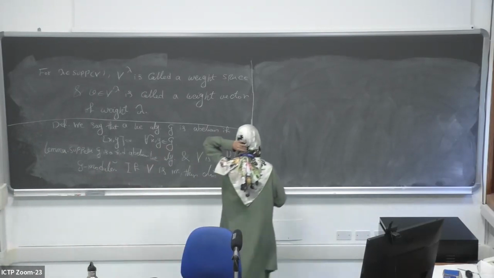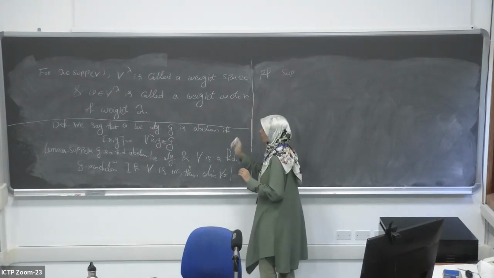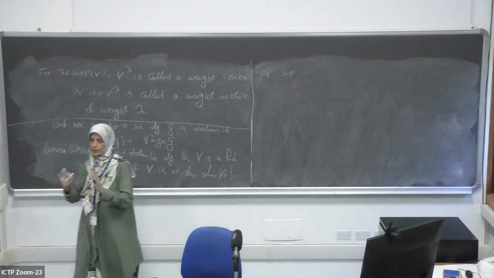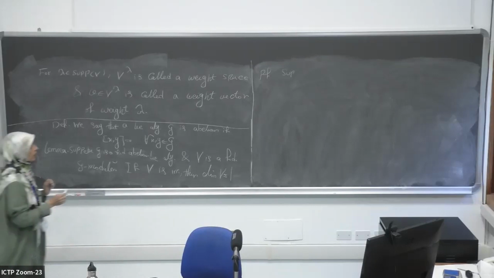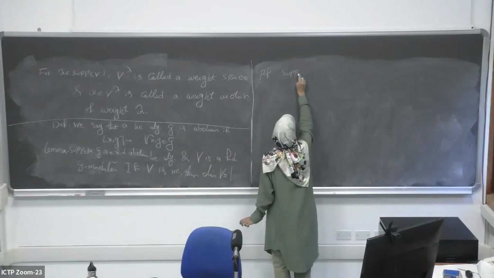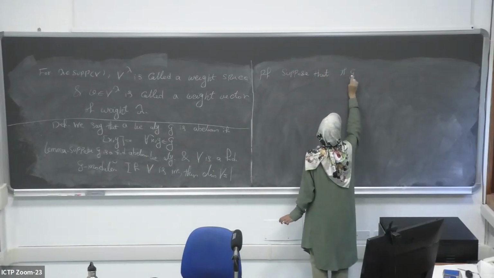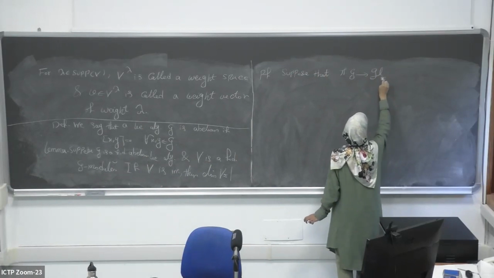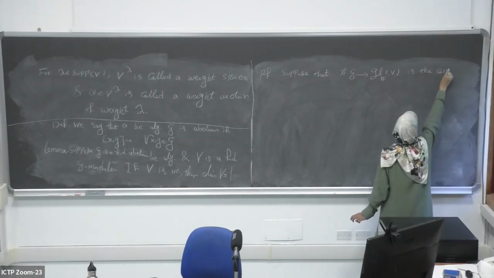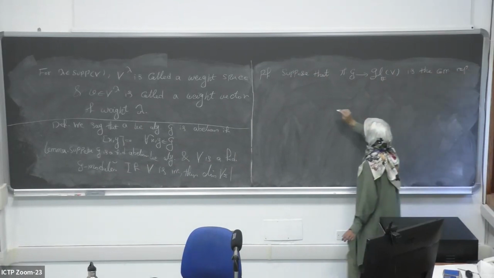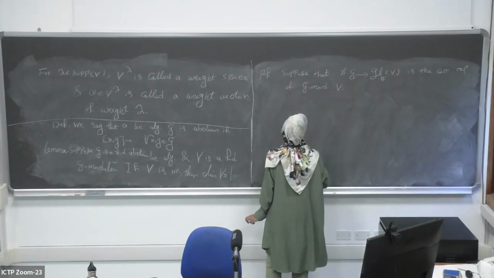First of all, I told you there is a one-to-one correspondence between modules and representations. So if we have a module, we have a representation. Suppose that pi from G to GL(V) is the corresponding representation of the G module V. Okay?